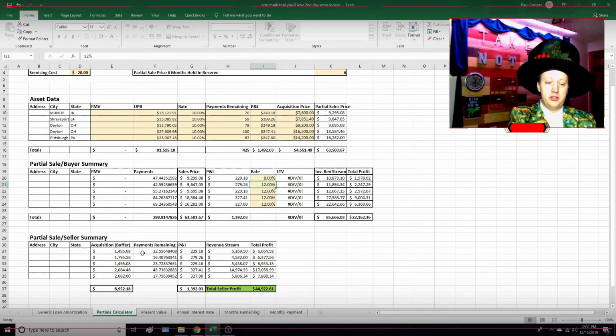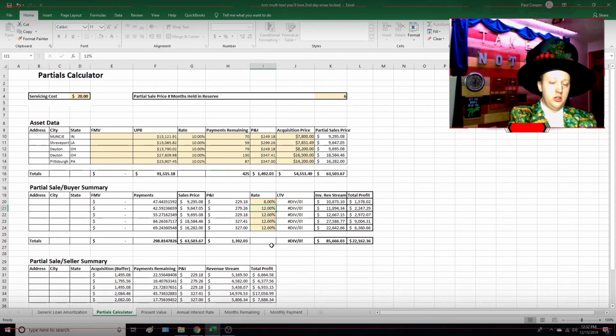And then here, the payments remaining, those are how many payments that I would get as the seller on the back end if I was to sell the partial at this setup. So 47 payments, that would leave 22.5 on the back end at this price. So that would be my revenue stream on the back end plus the acquisition buffer. Total profit would be this number here. That's misleading because, again, you're going to have due diligence and some carrying costs and things like that, but it's just a general calculation. So this is a pretty cool tool.